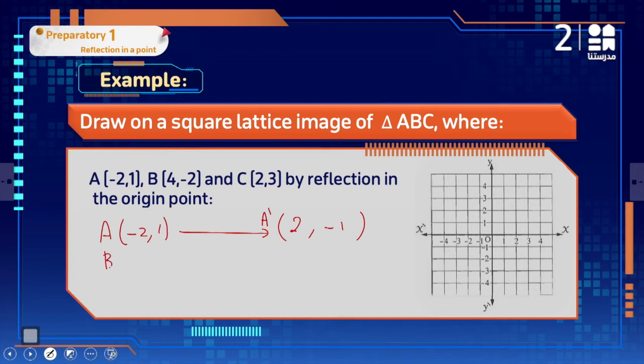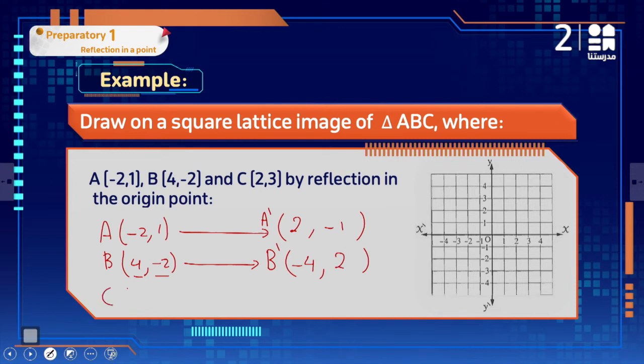B is (4, -2). B dash will be (-4, 2). Change the sign of each one of them. It is positive, so negative 4. It is negative 2, so it becomes positive 2.